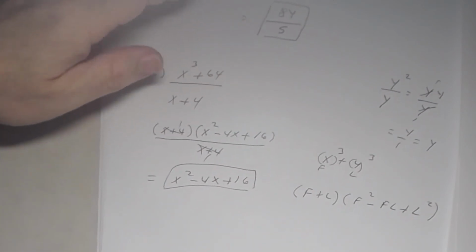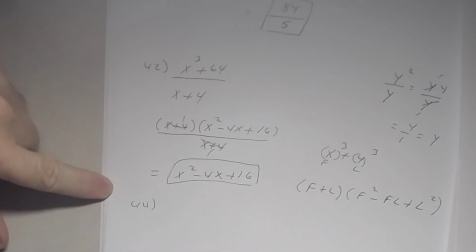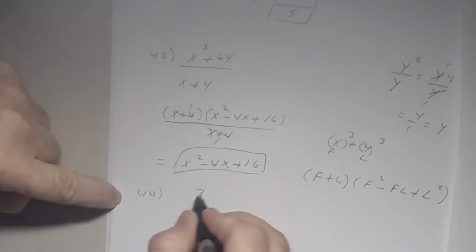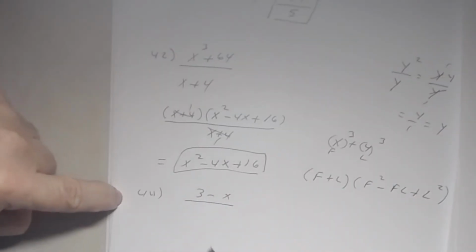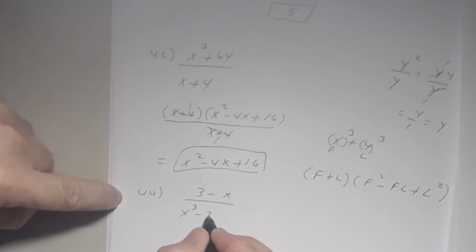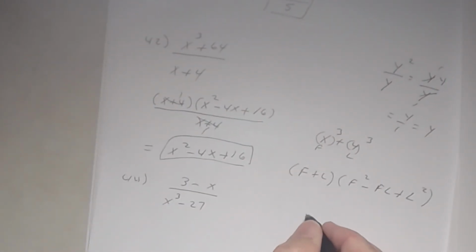All right, 44. In 44, you have 3 minus x divided by x cubed minus 27. All right, so 3 minus x is linear. You can't do anything with it. The denominator is the difference of 2 cubes.